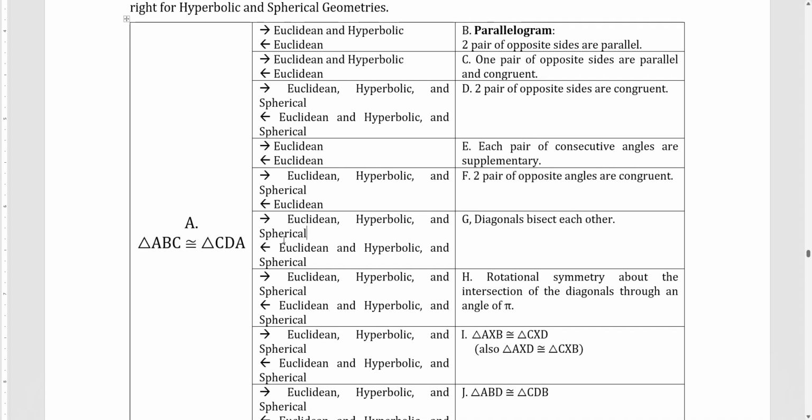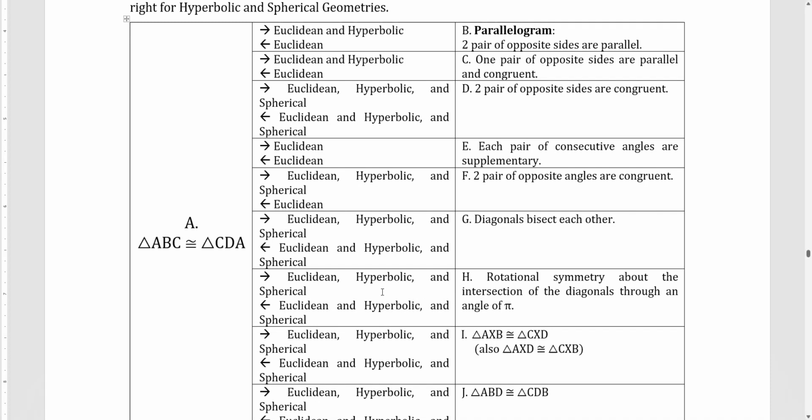In Euclidean, hyperbolic, and spherical, if you get these two triangles congruent, then it turns out that the diagonals bisect each other. And in all three, if the diagonals bisect each other, you can get these triangles congruent.